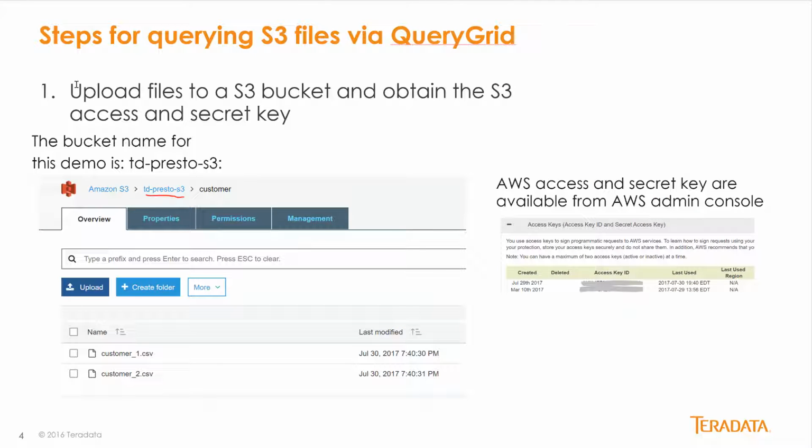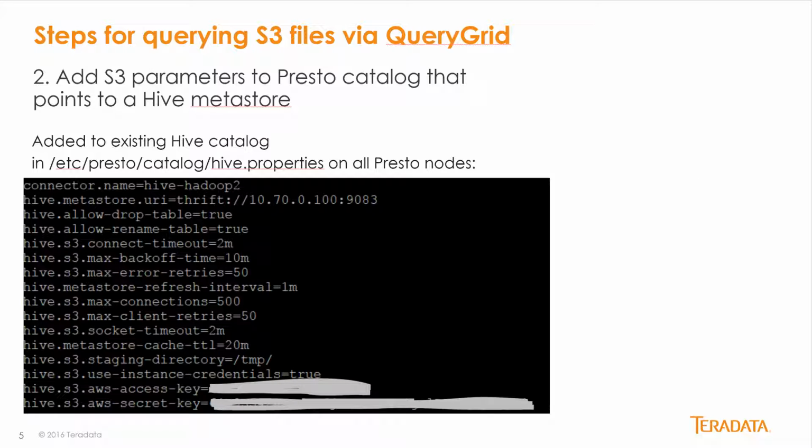First, we're going to upload our files to S3 bucket and obtain our S3 access and secret key. So our bucket name is TD Presto S3. We have a couple files out there. And then here I'm showing how to get your access key from AWS.